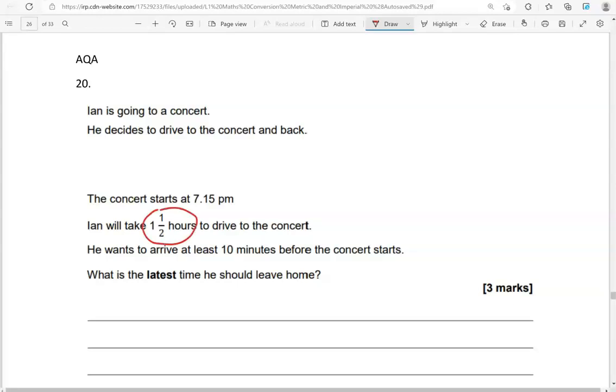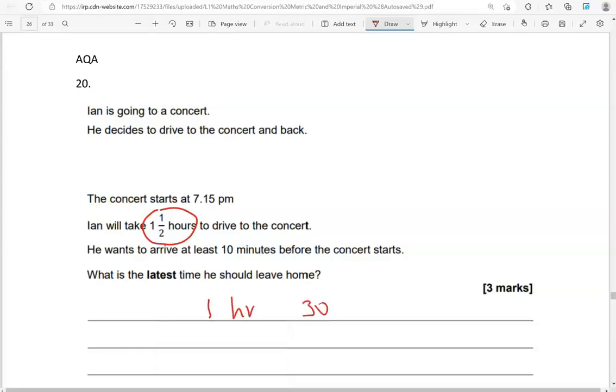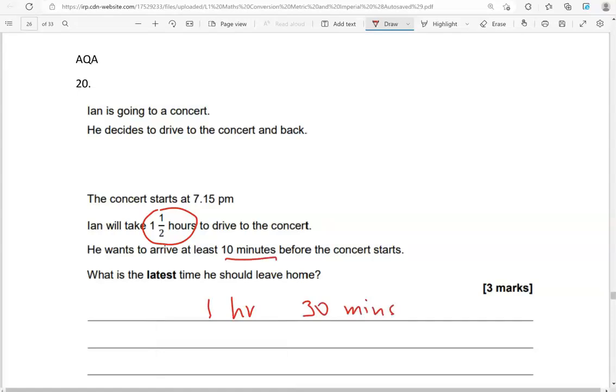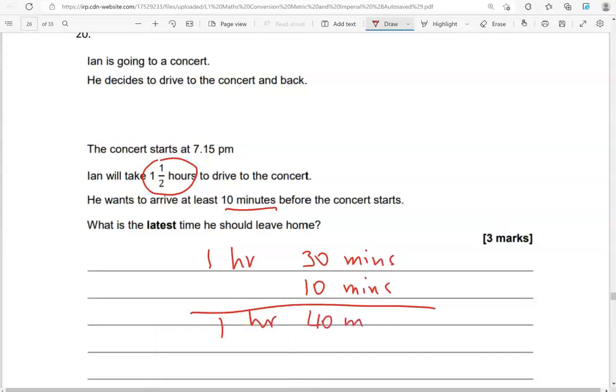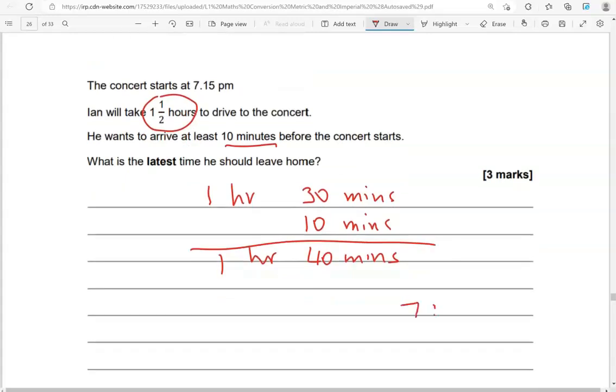So it takes 1.5 hours to drive there, so that is 1 hour and 30 minutes. And he needs to be there at least 10 minutes before the concert starts. So this is 1 hour and 40 minutes earlier. So 7:15 p.m. If we go backwards by 1 hour, that will be 6:15 p.m.